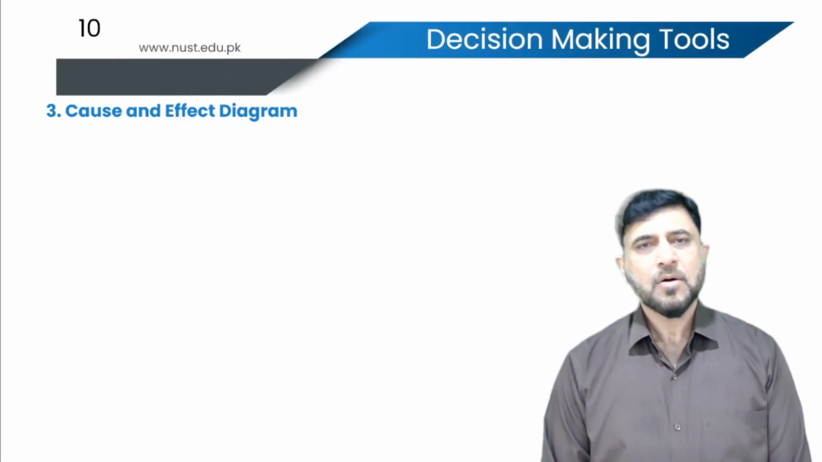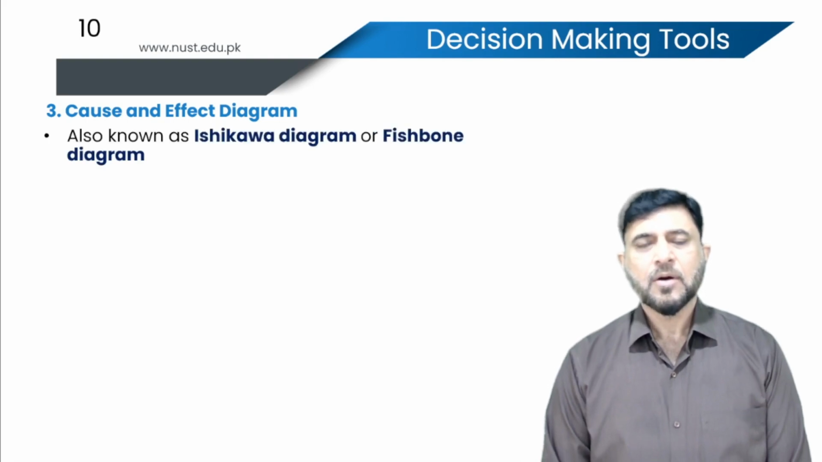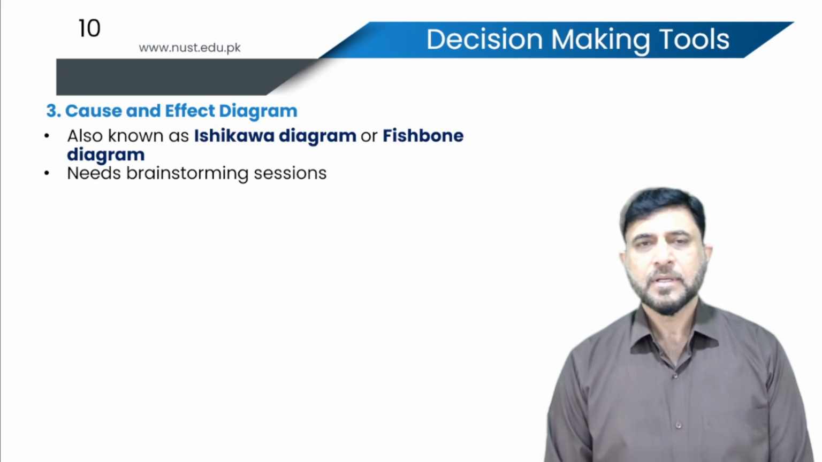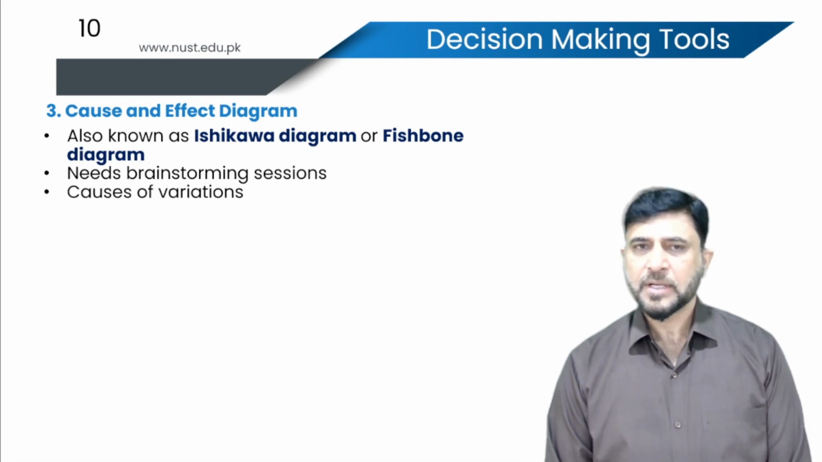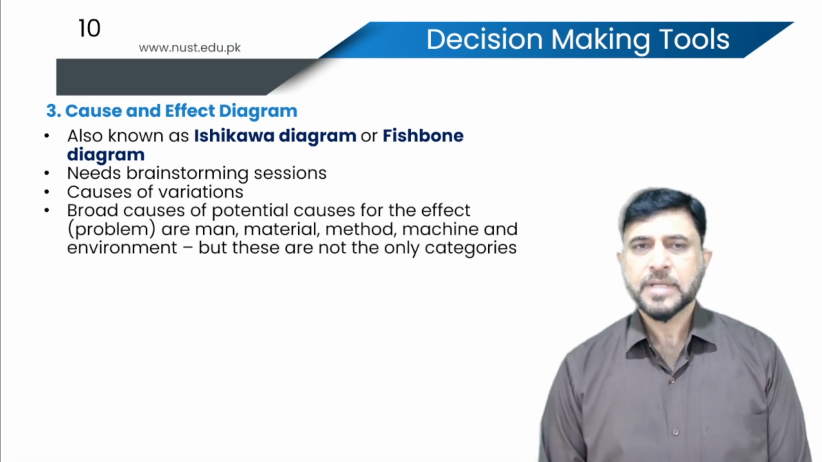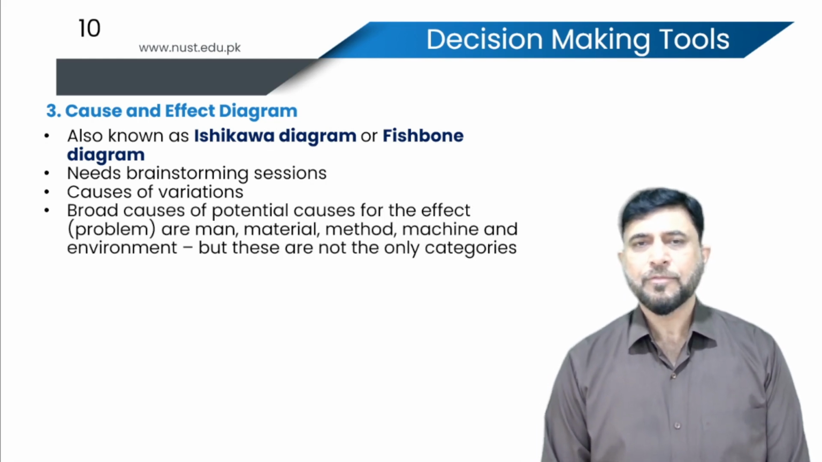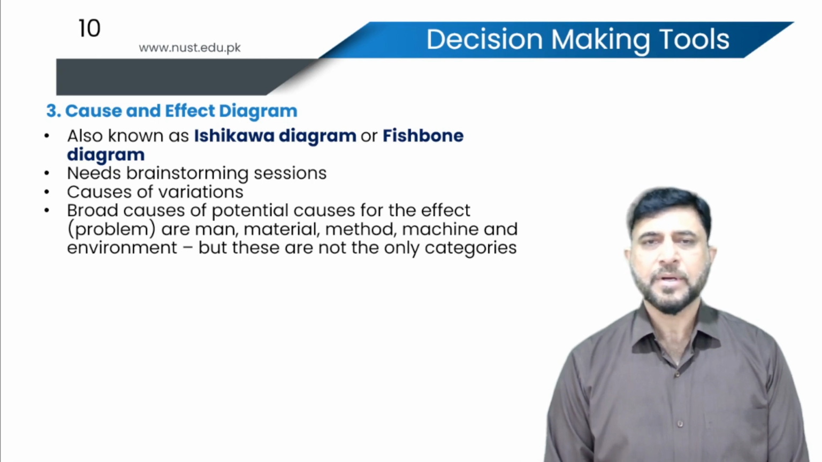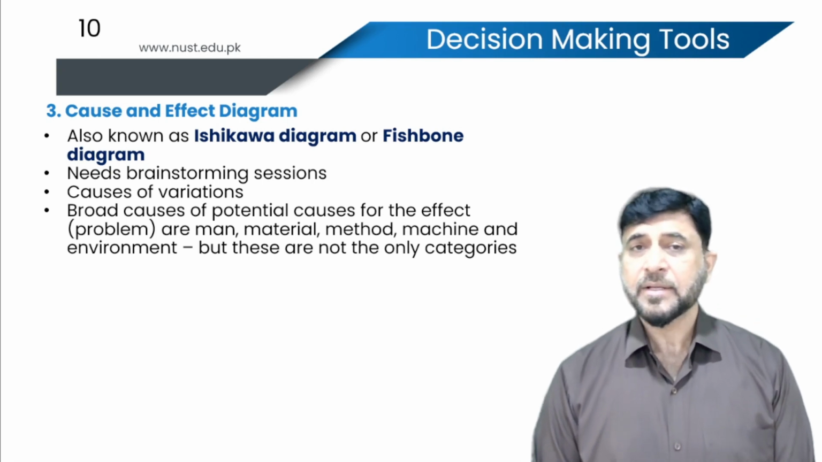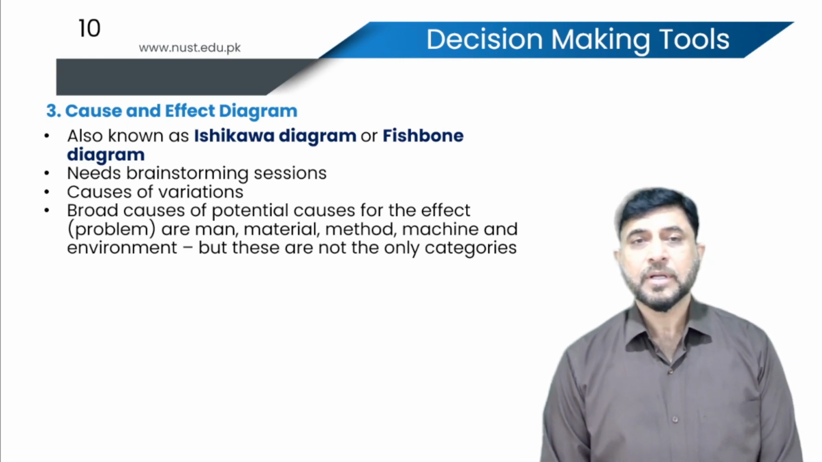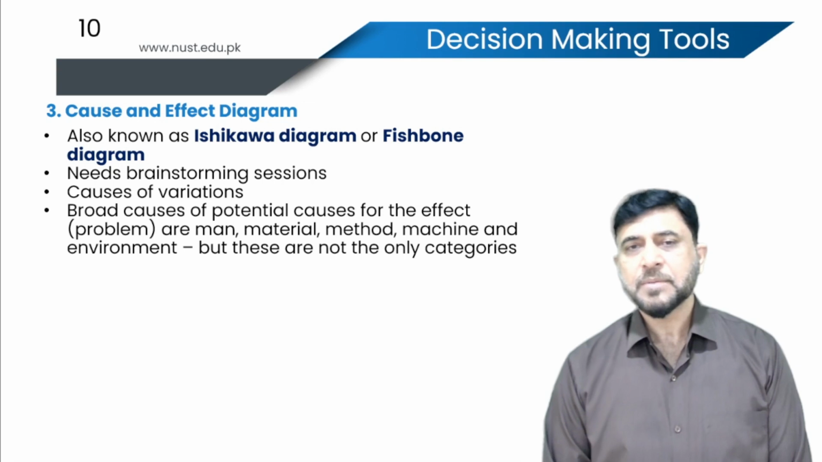Number 3, cause and effect diagram, also known as Ishikawa diagram or fishbone diagram. It needs a brainstorming session. Again, the causes of variations are set. The broad causes of potential causes for the effect are man, material, method, machines, and environment. But these are not the only categories. The variations in your system may be due to some other causes also.